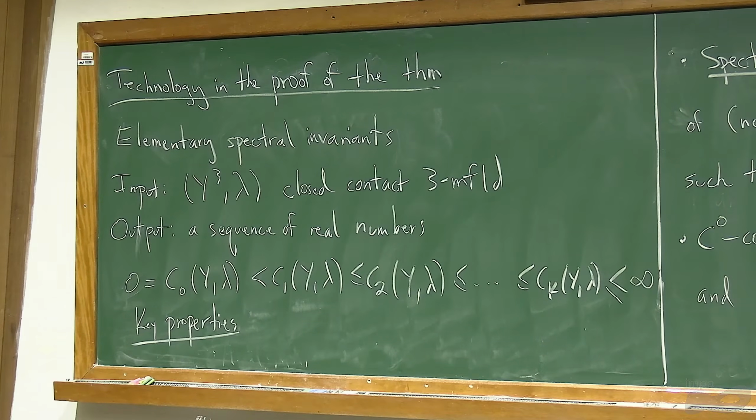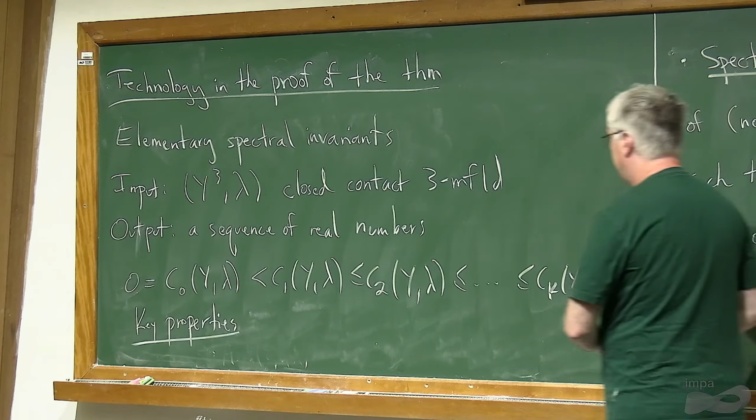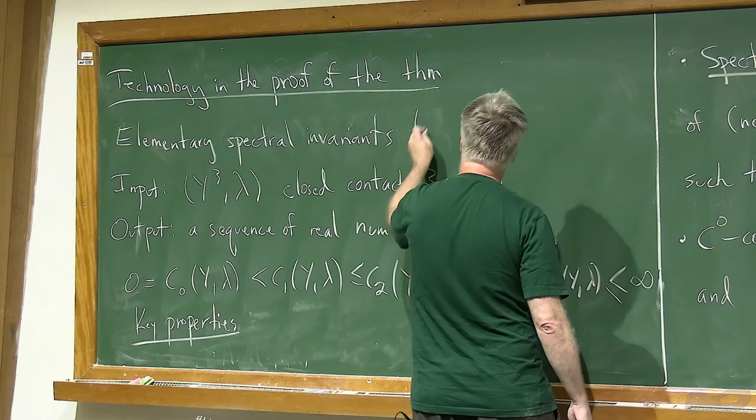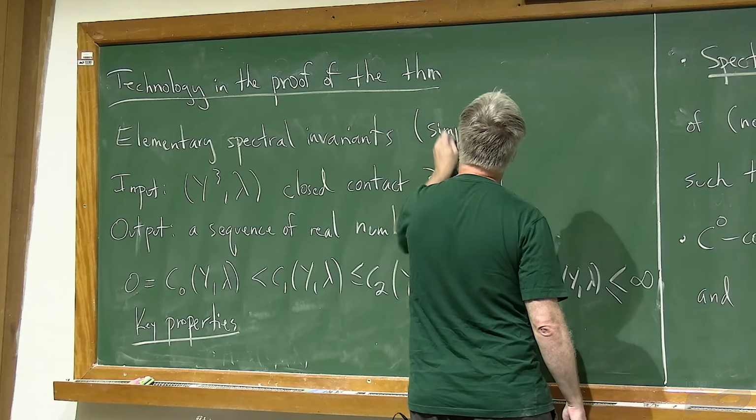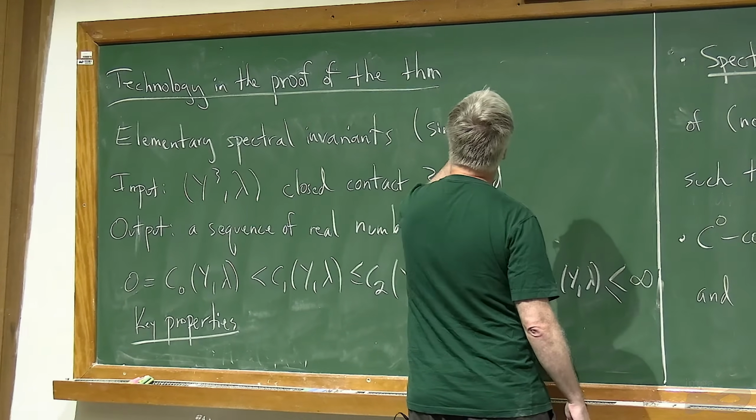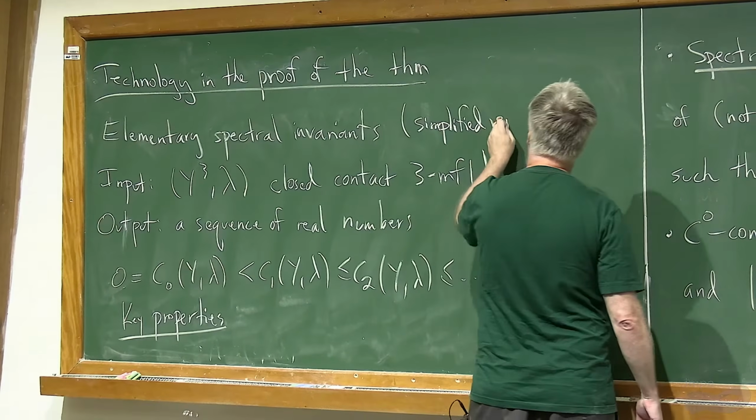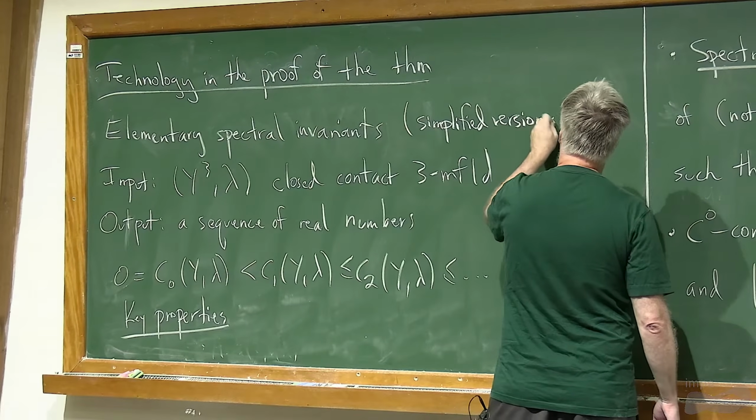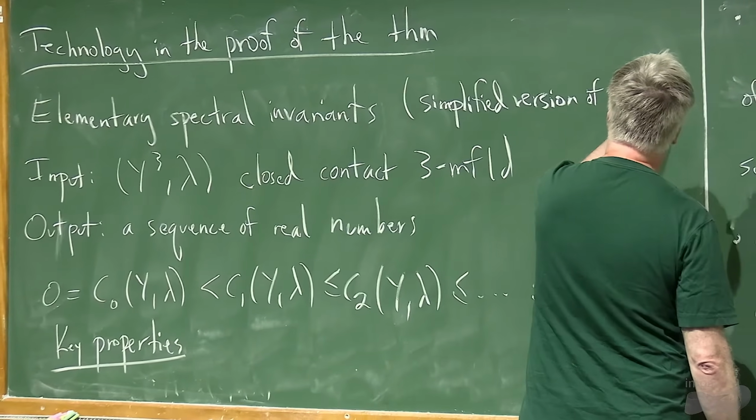And the proof, okay, where does the Weyl law come from? So these elementary spectral invariants are a simplified version of spectral invariants coming from embedded contact homology.